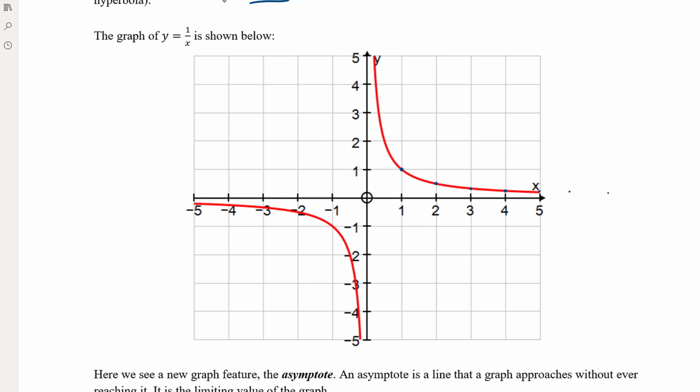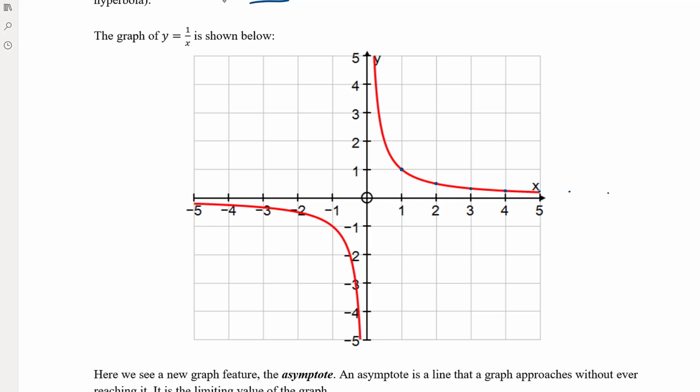Okay? So as x gets bigger and bigger and bigger, the value of y is getting smaller and smaller and smaller. What's important here though is it's never going to equal 0. When x is equal to 10 billion, y will be 1 over 10 billion. It will be tiny, but it's still not 0. Okay? So this is never going to equal 0. And so we get a feature of this graph we'll talk about in a second.